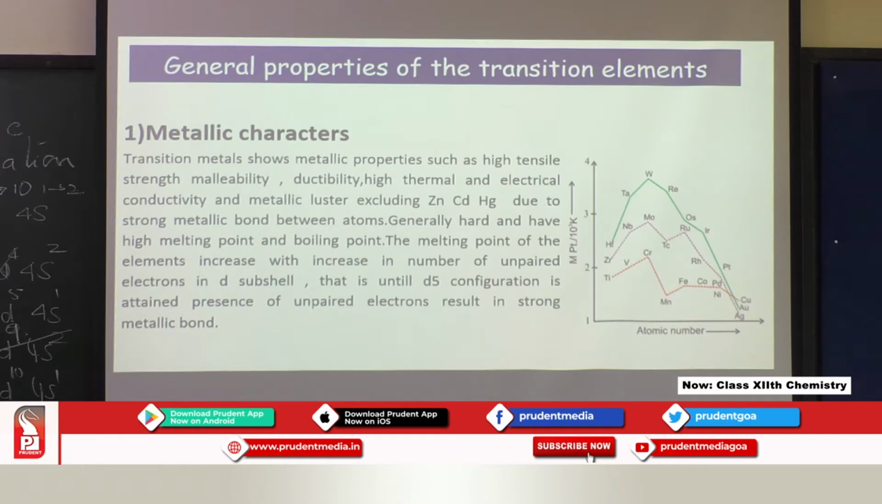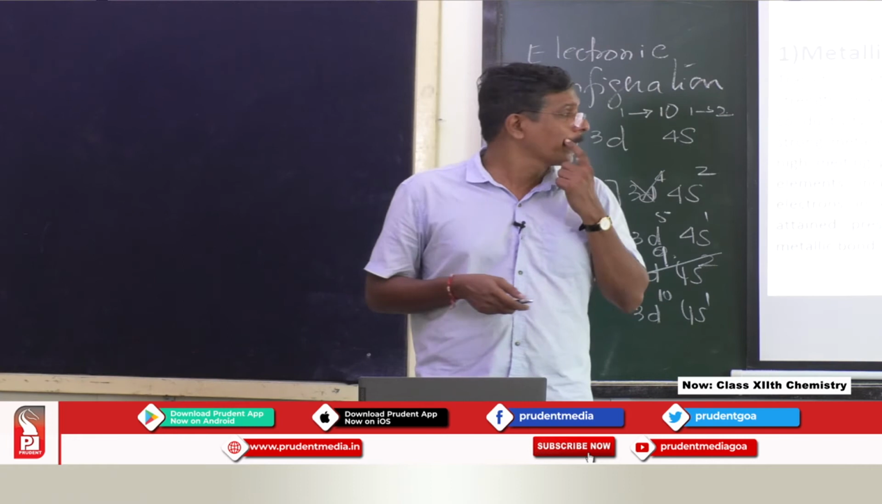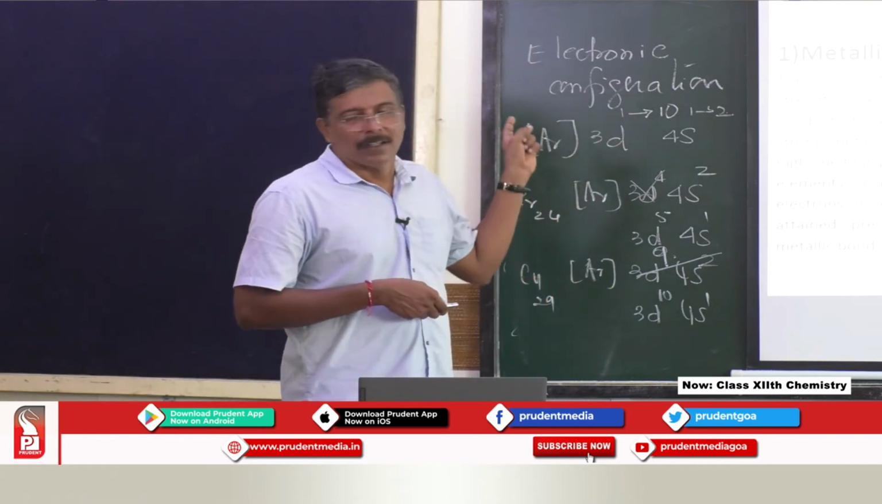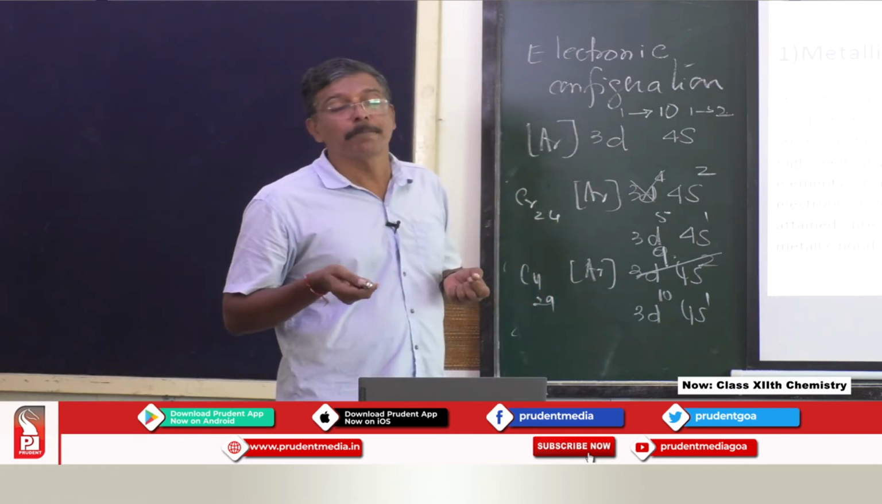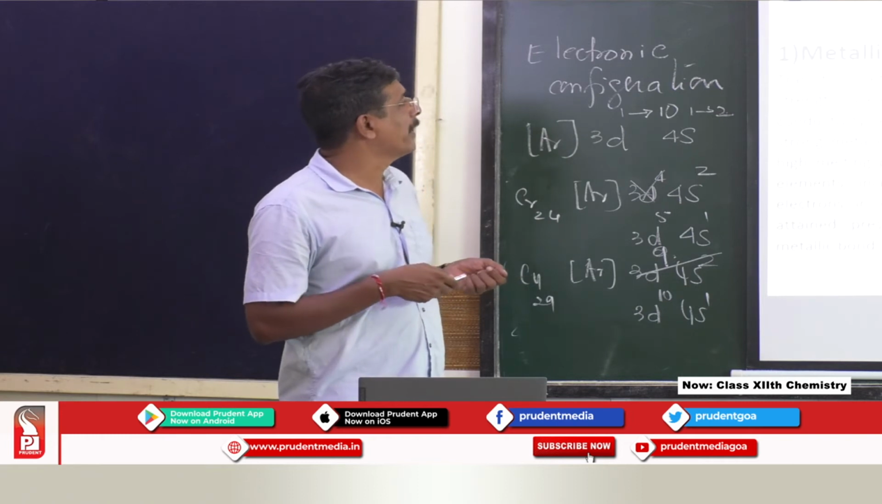That's the reason initial elements are very soft. Their melting point is less because they have a smaller number of unpaired electrons. And if you go to the last, there also, say, gold, silver and copper. They are also not that hard because they have fewer or no unpaired electrons. That is the reason they show the metallic character.